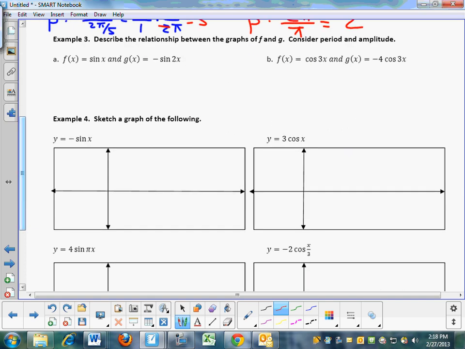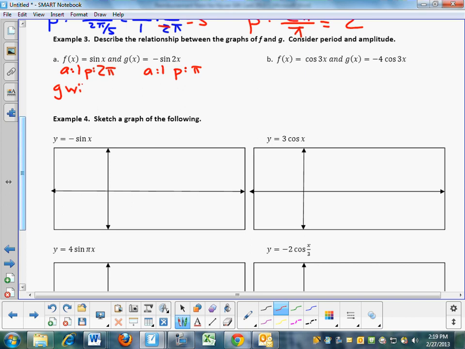3, describe the relationship between the graphs of f and the graph of g. Consider the period and the amplitude. A, what's the amplitude for f? 1. What's the period? 2 pi. G, what's the amplitude? 1. What's the period? Pi. So, what is the graph of G going to look like compared to the graph of F? Not 2 times as big, but it's going to repeat itself twice as often.